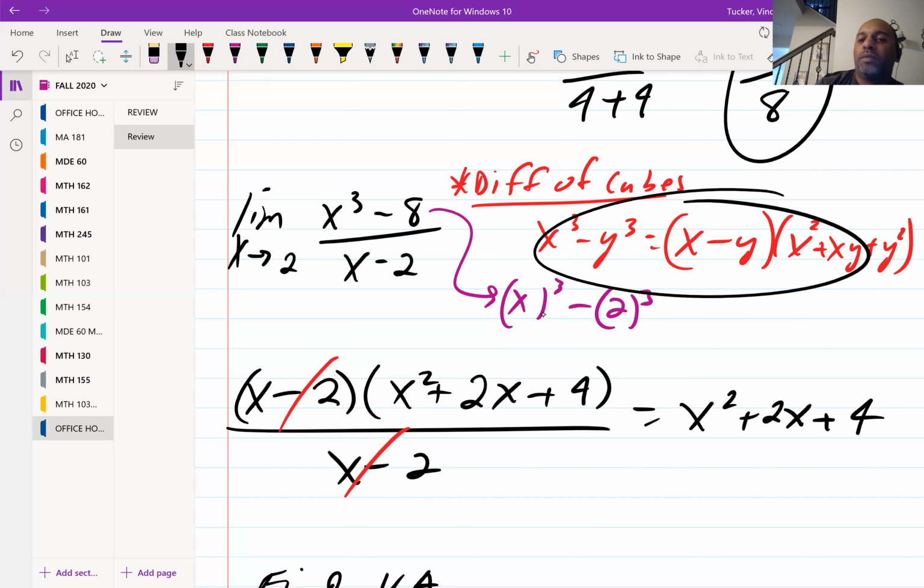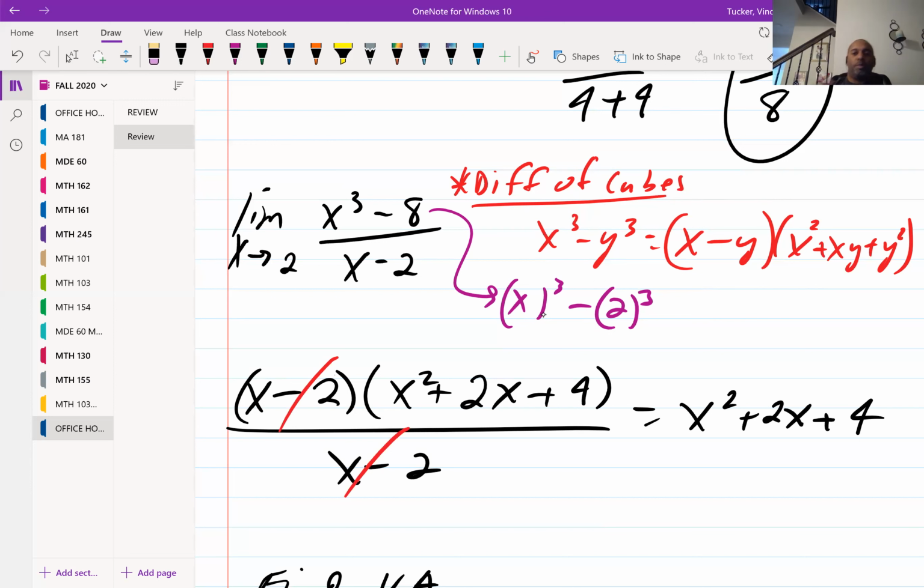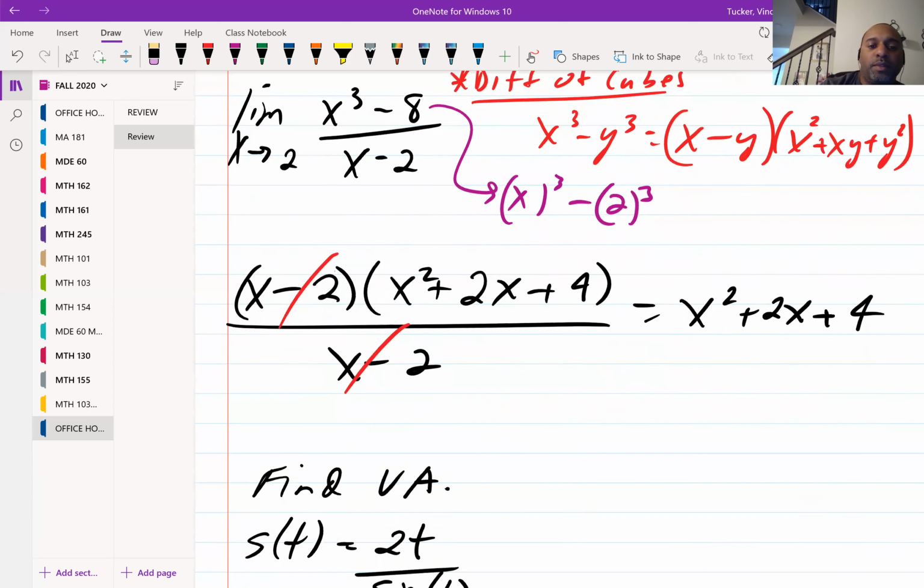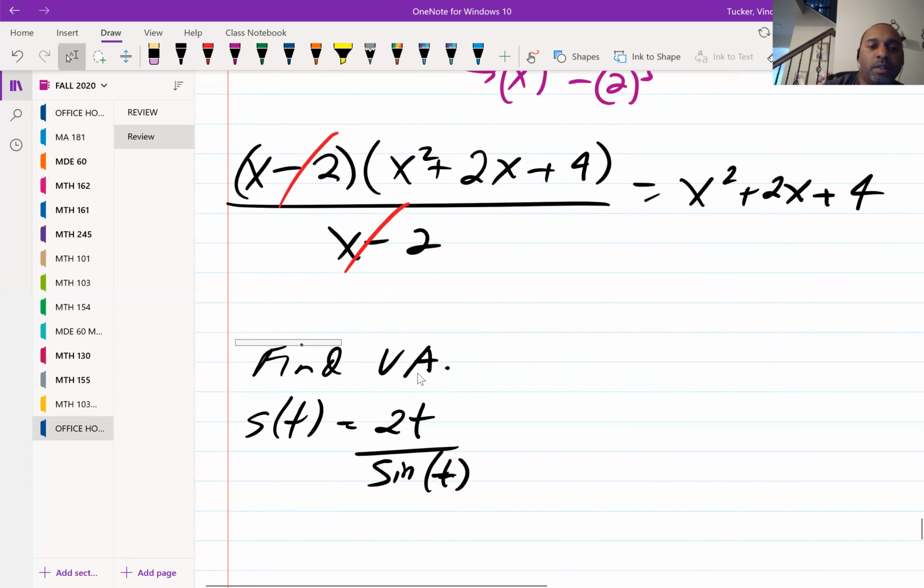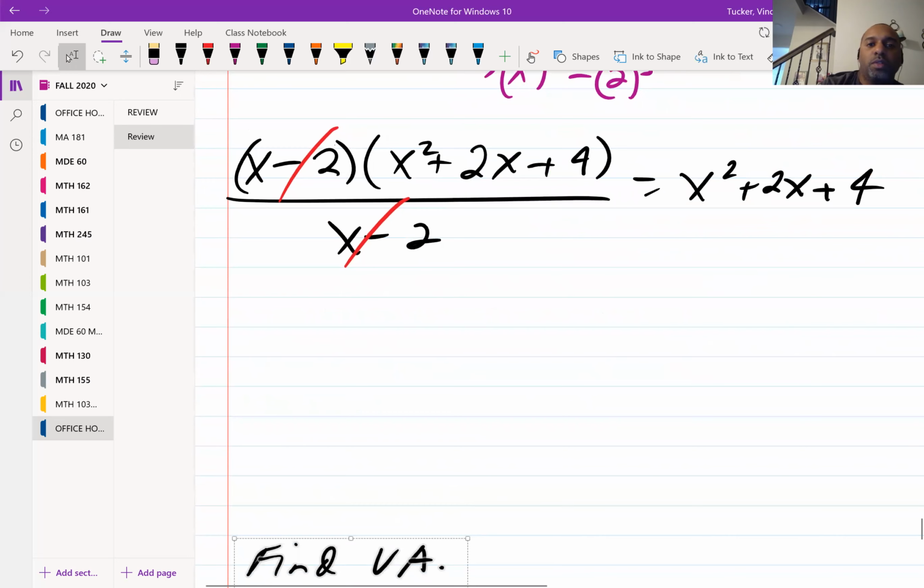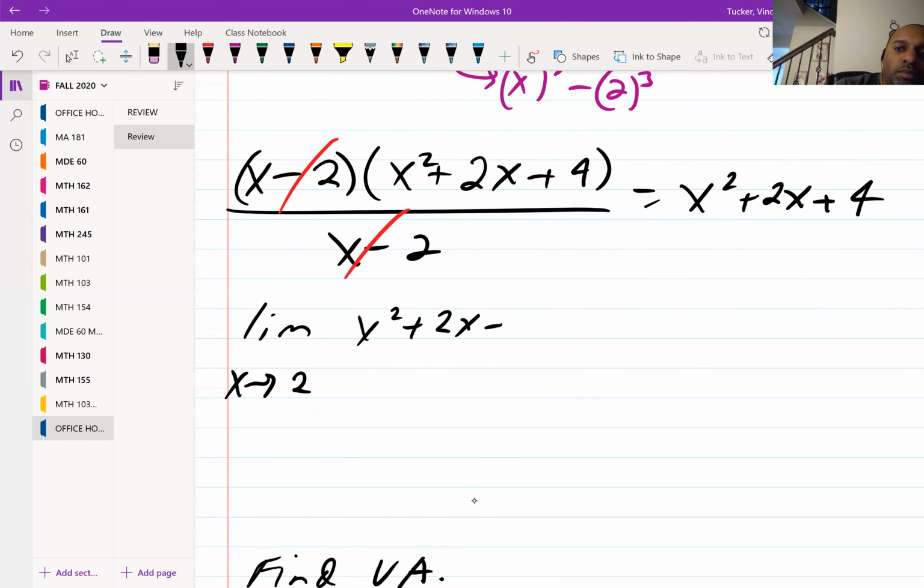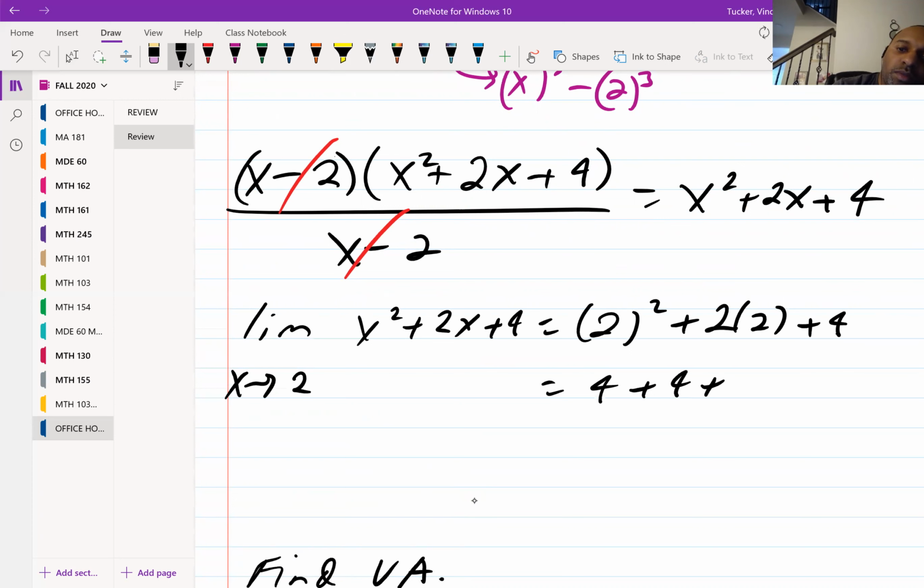All right, so once again, I put a plus right there when it should have been a minus. My apologies, but we have this, and now we can take the limit of that as x goes to 2. Go ahead and plug in 2. Two squared is 4, 2 times 2 is 4, and 4 plus 4 plus 4 is 12.